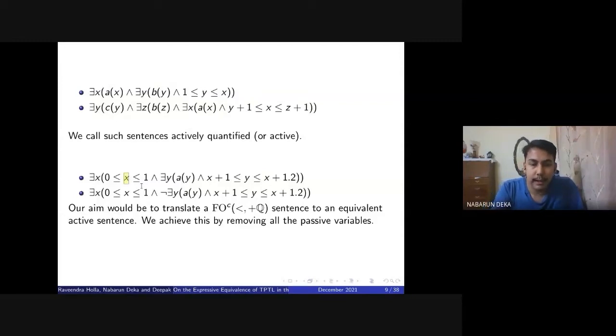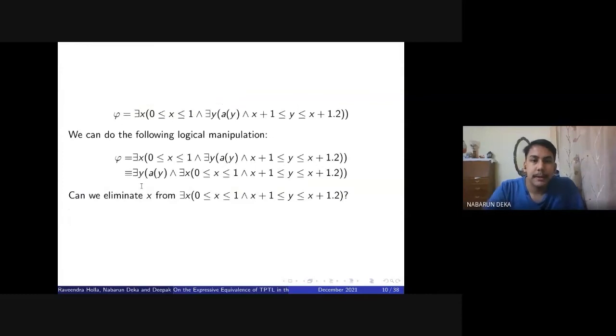So we will again look at this by first working on a few simple examples. Consider this, which is saying there exists x between 0 and 1 and there is a y which is an a and y is between x plus 1 and x plus 1.2. A simple logical manipulation allows us to swap the there exists y and x. So once we swap that, we get this equivalent sentence.